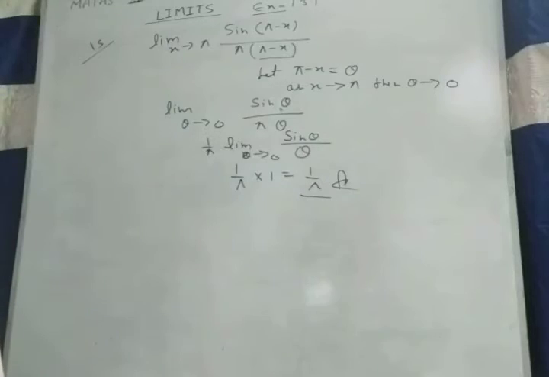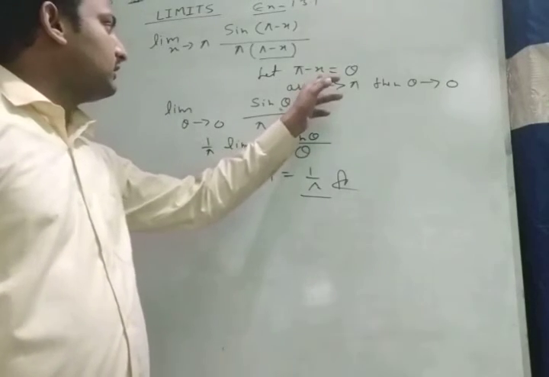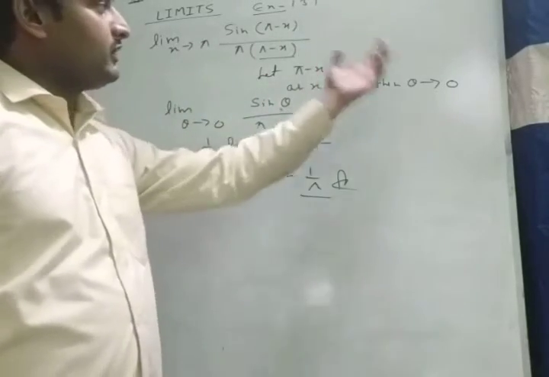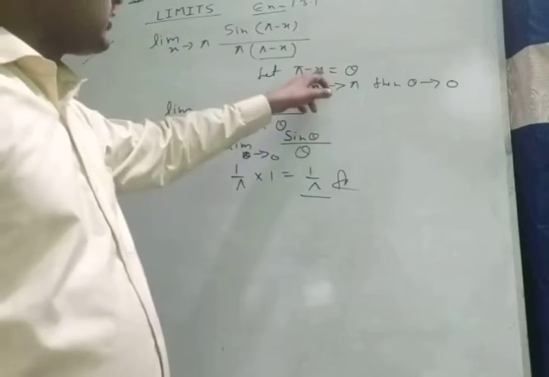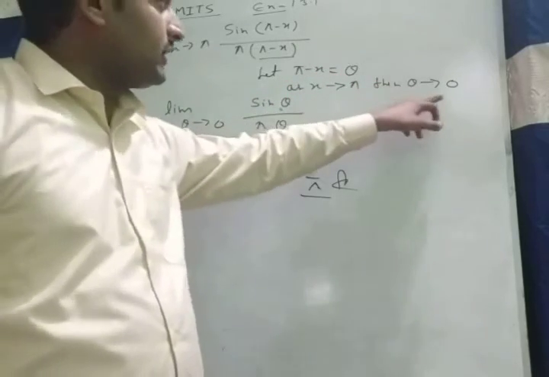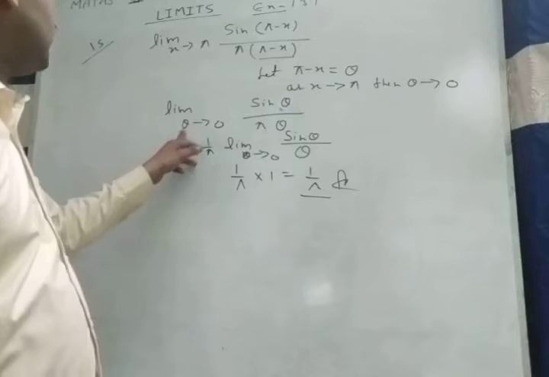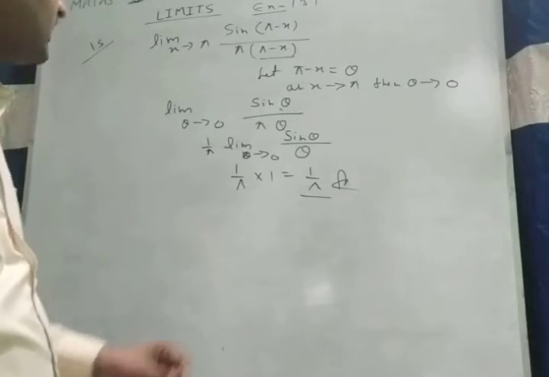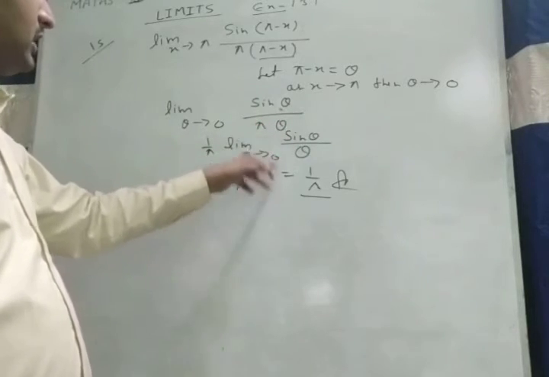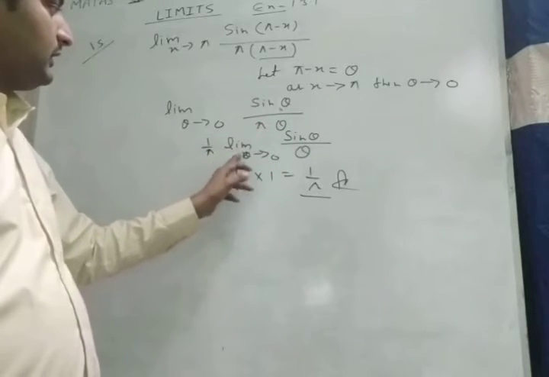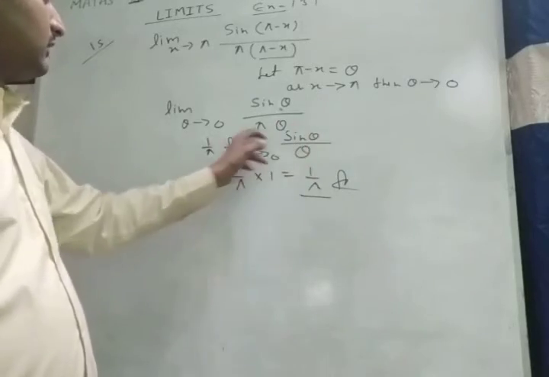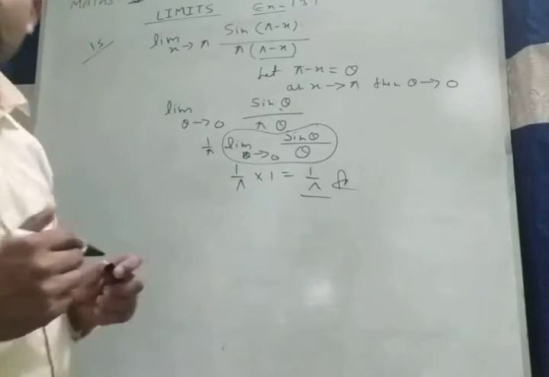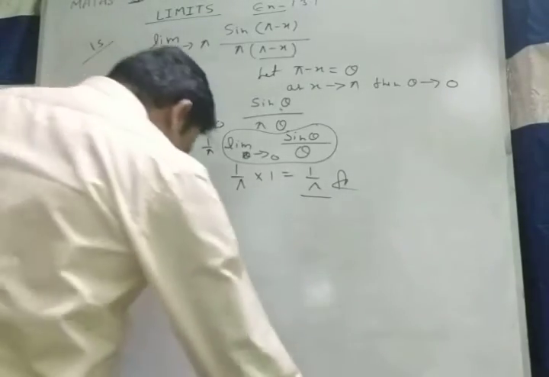What we have done: we have taken pi minus x is equal to theta. After this, we have to change the limit. If x tends to pi, then theta is equal to 0, so theta tends to 0. Now put the value: sin theta by theta, and this is pi theta, so take 1 by pi outside, limit theta tends to 0 sin theta by theta, and the value of this term is 1. So our answer is 1 by pi. Let's take another question.